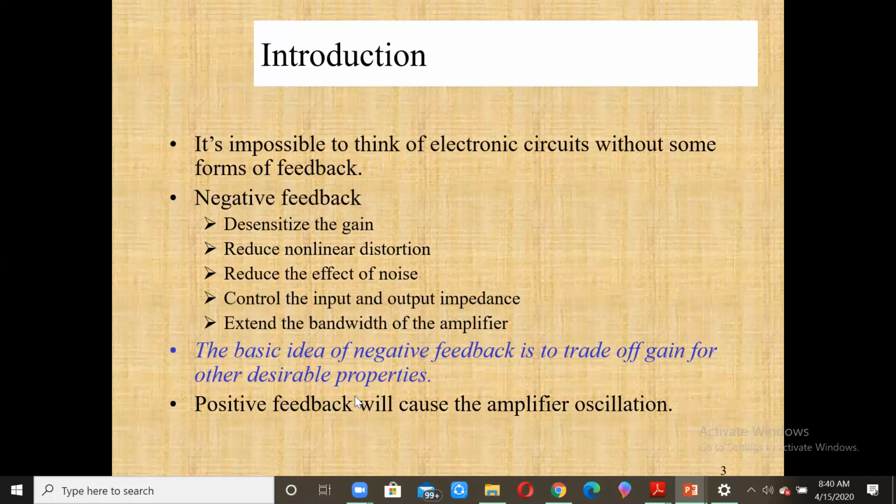We have also already seen in oscillators that positive feedback is the one which is used in oscillators.